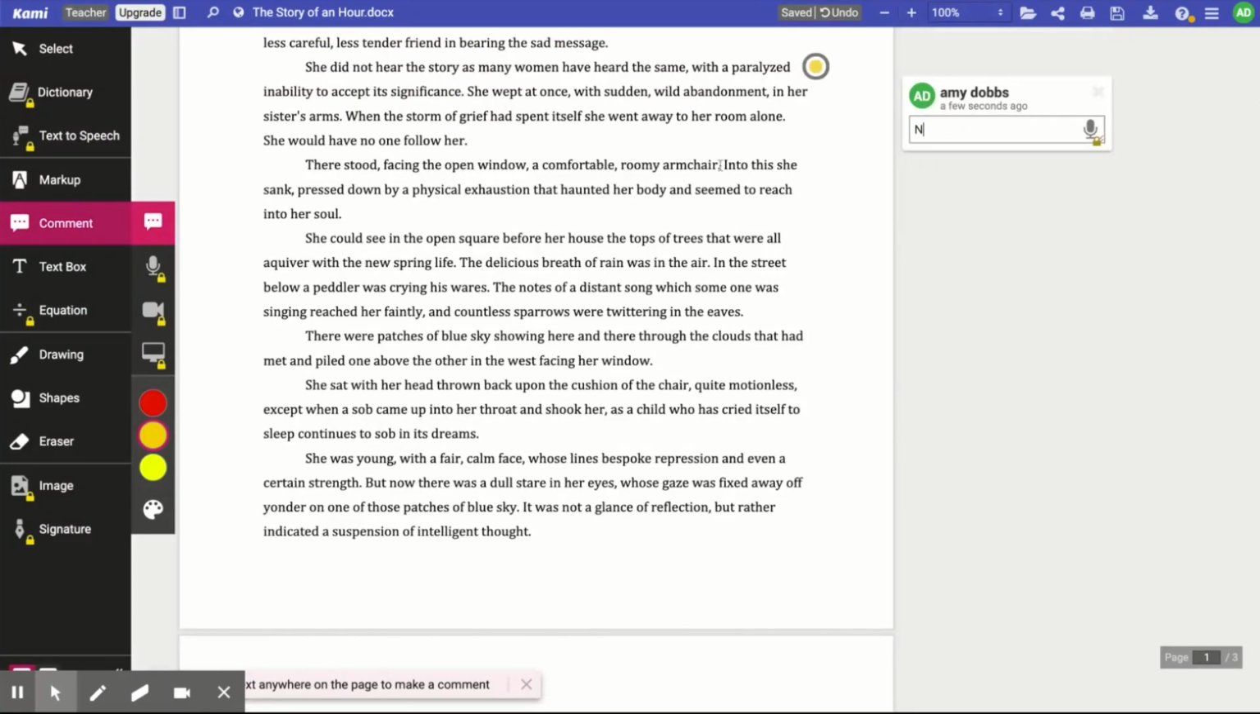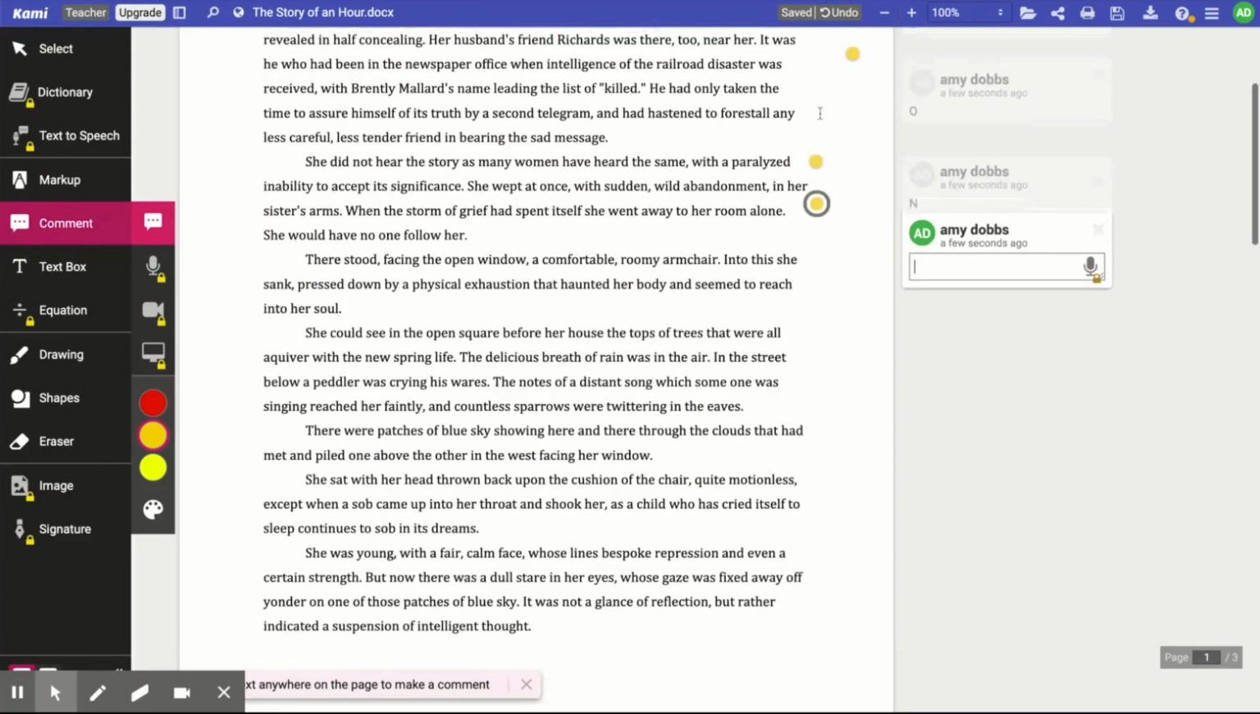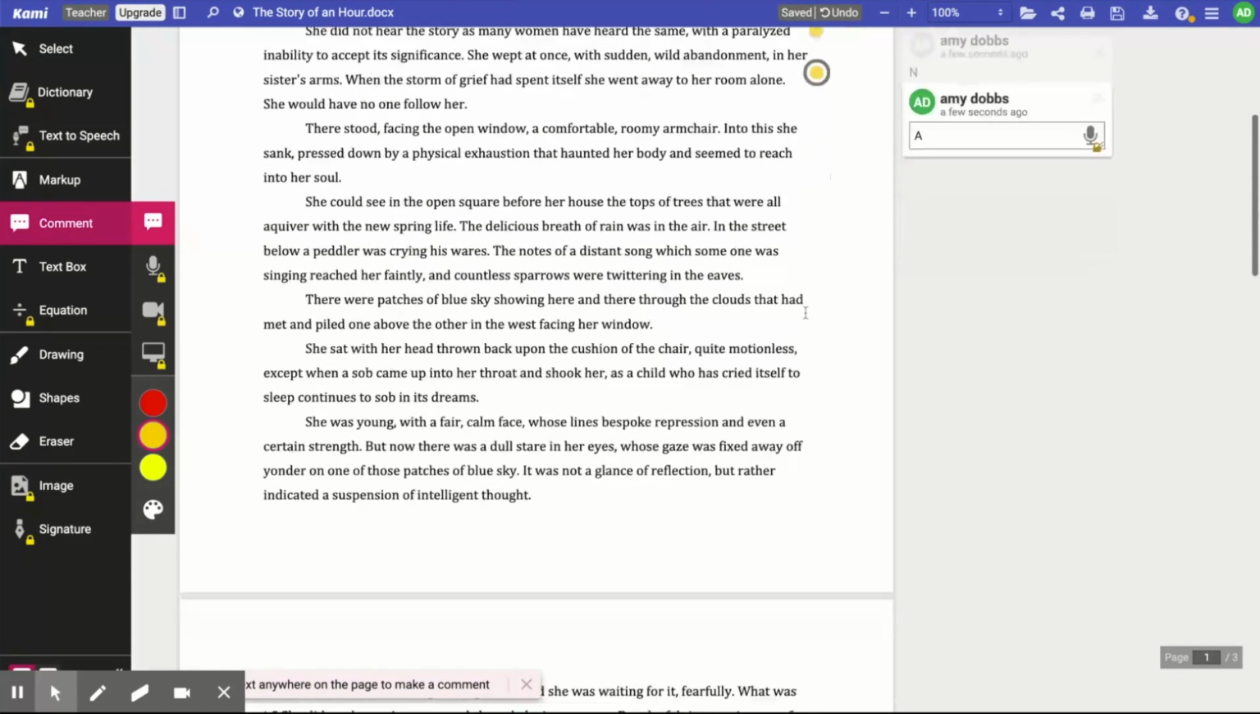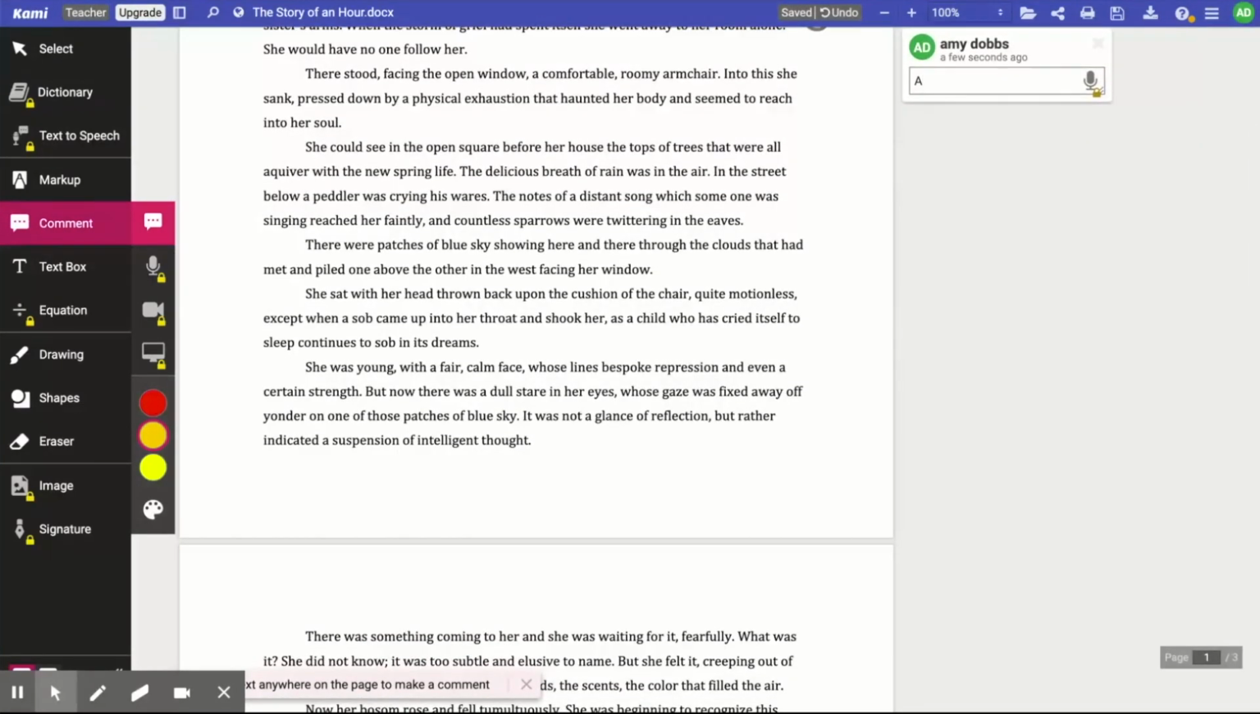Right here. She wept at once with sudden wild abandonment in her sister's arms. When the storm of grief had spent itself, she went away to her room alone. She would have no one follow her. So the rest of the paragraph is about her actions. What does she do? She's passionately weeping, and then she becomes silent and goes to her room alone. And she demands that nobody follow her.